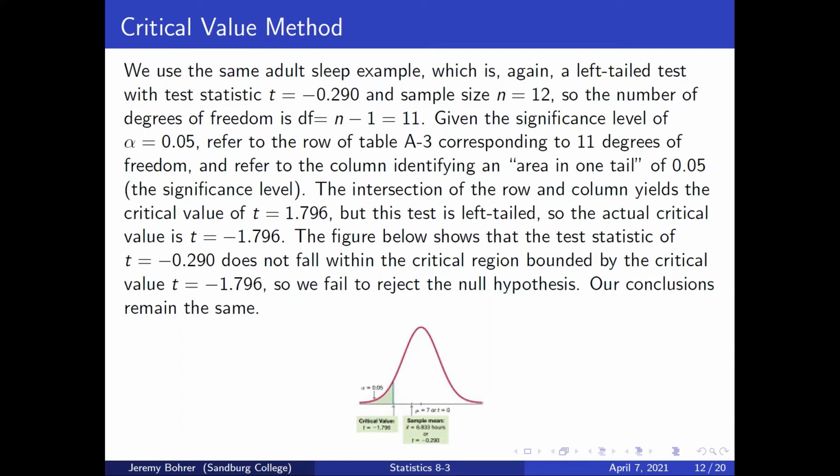Given the significance level of alpha equals 0.05, refer to the row of table A3 corresponding to 11 degrees of freedom and refer to the column identifying an area in one tail of 0.05, the significance level. The intersection of the row and column yields the critical value of t equals 1.796, but this test is left-tailed, so the actual critical value is t equals negative 1.796. The figure below shows that the test statistic of t equals negative 0.290 does not fall within the critical region bounded by the critical value t equals negative 1.796. So we fail to reject the null hypothesis. Our conclusions remain the same.